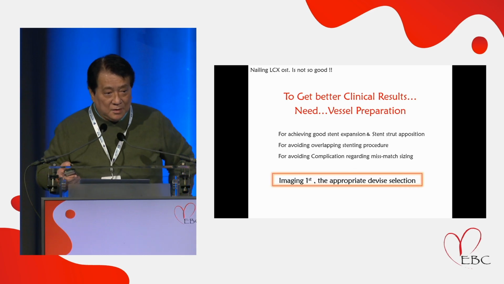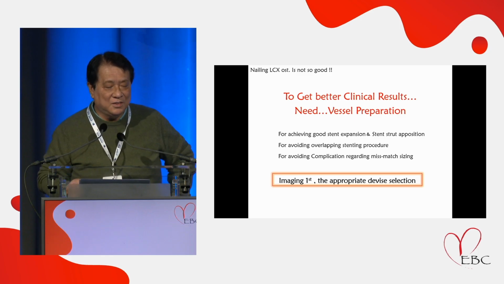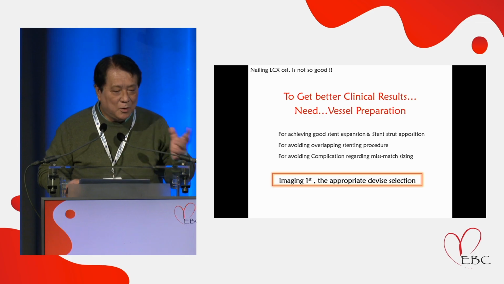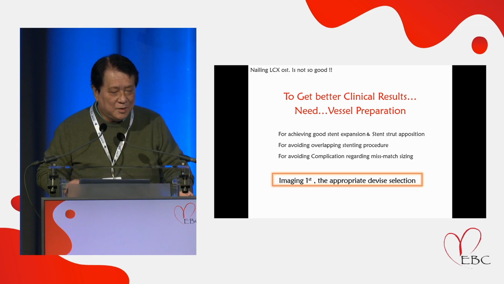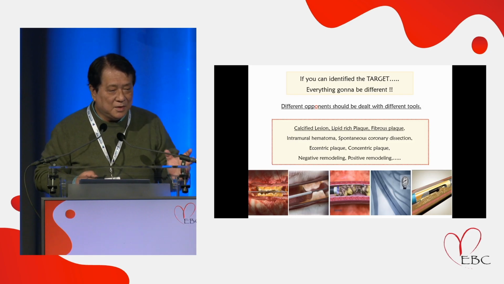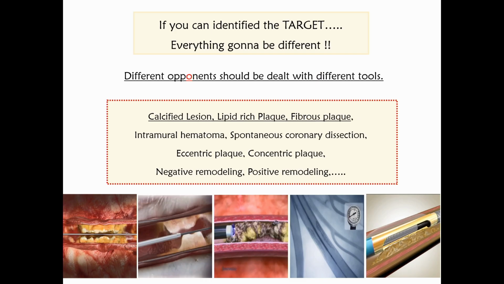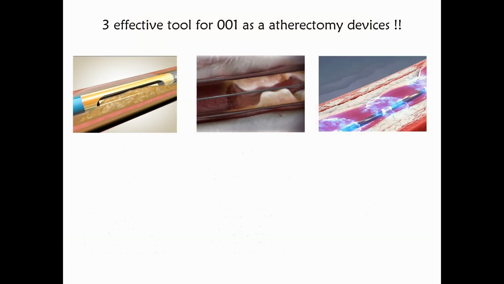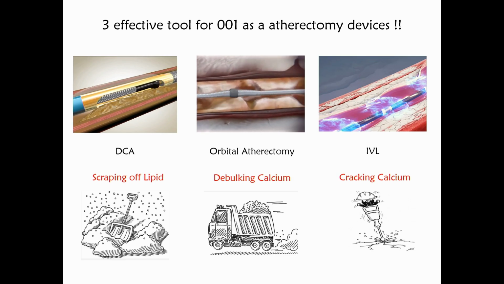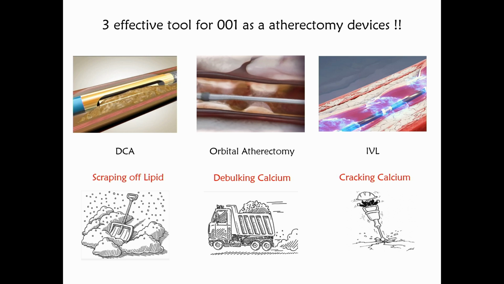Of course, nailing the stent in the circumflex ostium is not so good. So to get a better clinical outcome, we need the best preparation for achieving good stent apposition, avoiding overlapping, avoiding complications. So first, imaging is important. Actually, if you can identify the target, everything is going to be different. Different targets should be dealt with by different tools. I'd like to introduce three effective tools for the 0-0-1 lesion: DCA, Diamondback, and Shockwave.